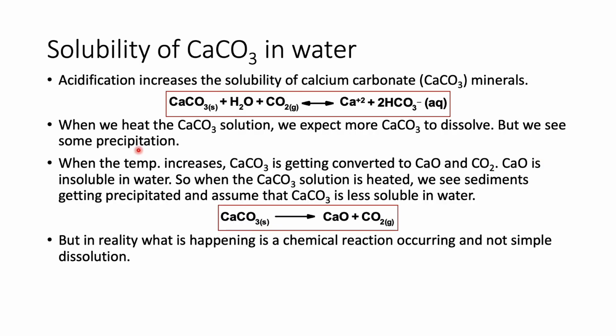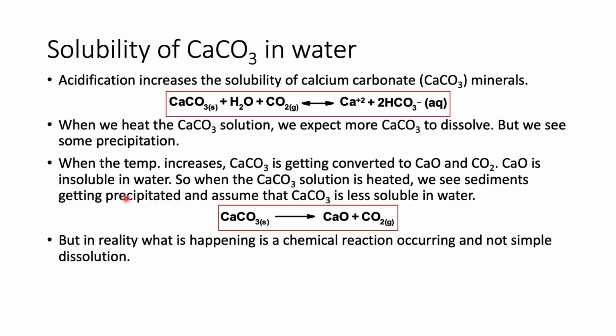But we see some precipitation when we heat the calcium carbonate solution. When the temperature increases, the calcium carbonate is actually getting converted to calcium oxide and carbon dioxide. So this is the main thing we have to keep in mind. Temperature increases, carbon dioxide is produced more. The calcium oxide is insoluble in water.